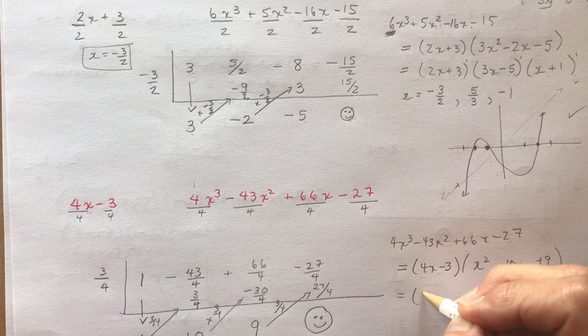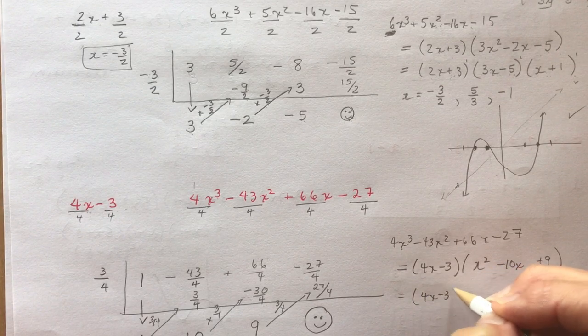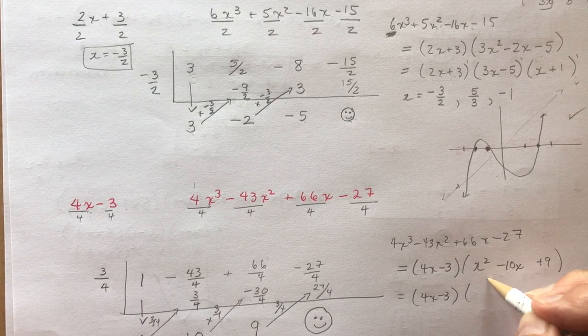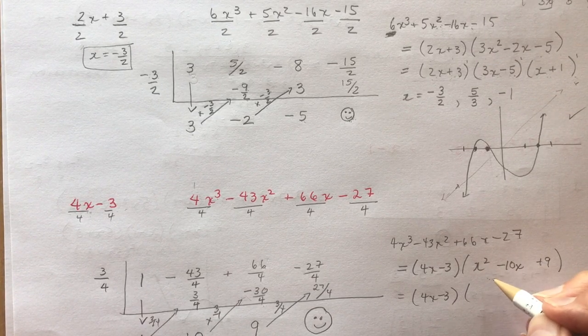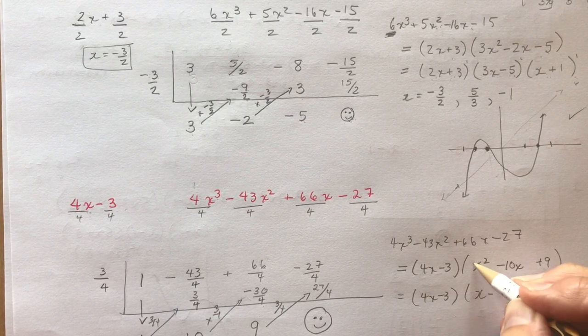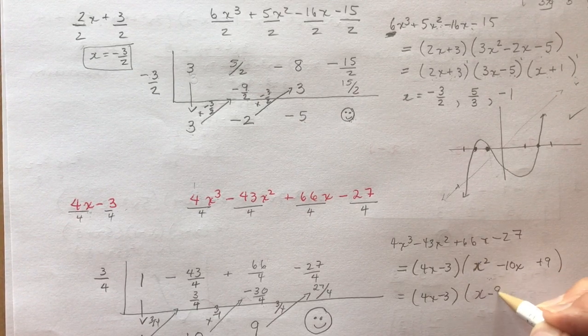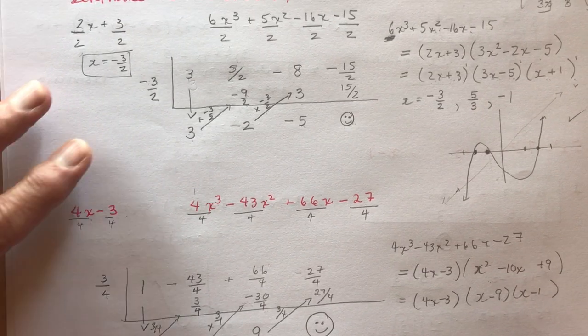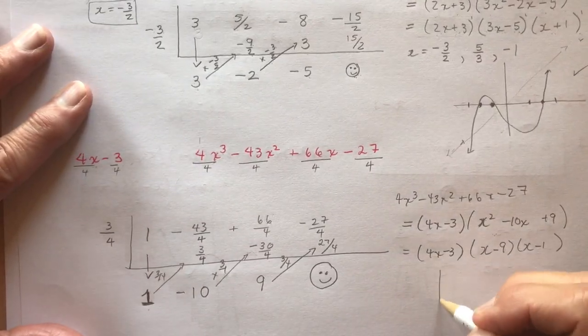Now, you should be able to factor that pretty quickly. What multiplies to 9 and adds to negative 10? It would be minus 9 and minus 1. Because this is a simple trinomial, the coefficient is 1, so I just do x minus 9, x minus 1. And a quick sketch of that graph.